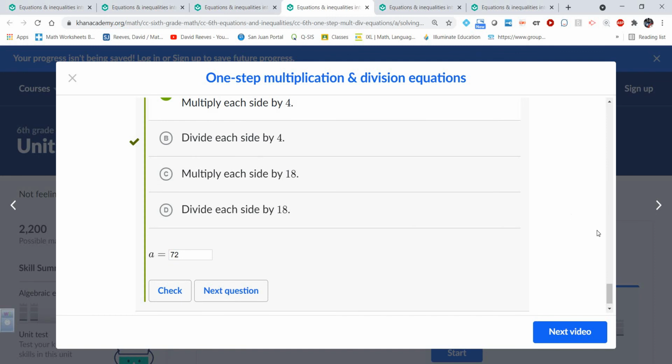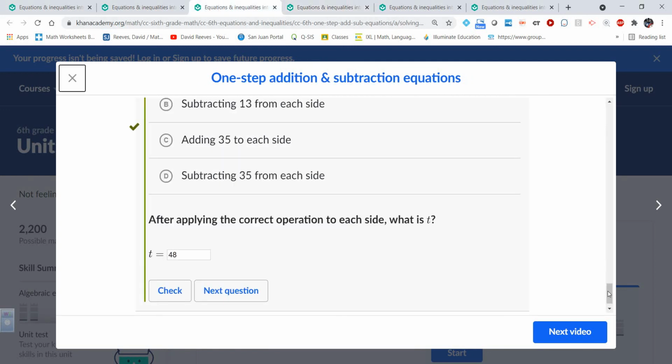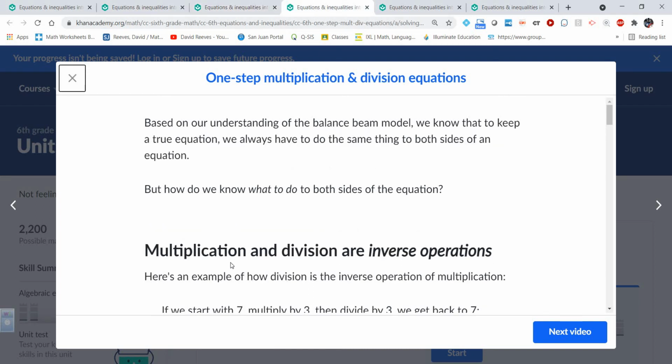All right, so there you go, ladies and gentlemen, boys and girls. That is solving one-step equations. If you have a one-step equation with addition with the variable, you're going to subtract. That's the inverse operation. If it has subtraction, you're going to add. If it has multiplication, you're going to divide. And if it has division, you're going to multiply. Using those inverse operations will allow you to successfully solve one-step equations.